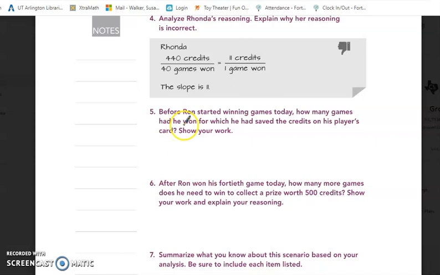So how many games had he won? Well, in order to get 120, and it's 8 per game, I would just divide that, right? I could set this up as a proportion if I wanted to, because it is proportional. 8 into 120 goes 15. So he had won 15 games, okay? And that gave him 120 tickets, okay?